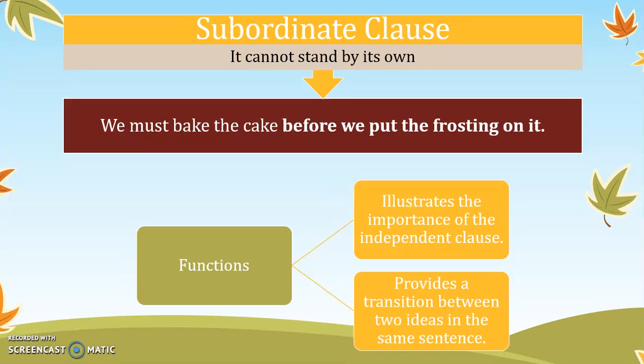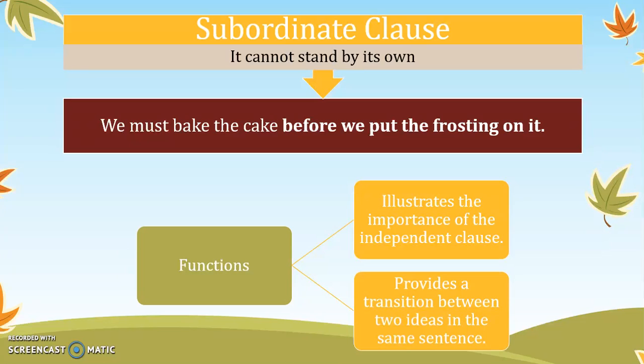This subordinate conjunction has two jobs. First, it reduces the importance of one clause so that a reader understands which of the two ideas is more important. The more important idea, we must bake the cake, belongs in the main clause, and the less important, before we put the frosting on it, in the clause introduced by the subordinate conjunction.